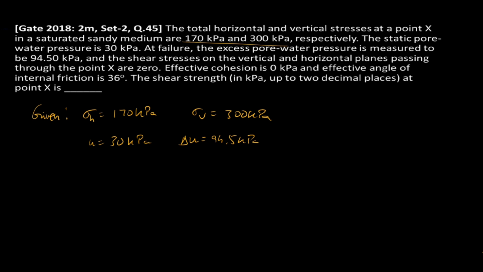So the shear stress they have given as 0. Then the effective cohesion is 0 kilopascal, which is C equal to 0, and the effective angle of internal friction phi is equal to 36 degrees. They are asking us to find out the shear strength.